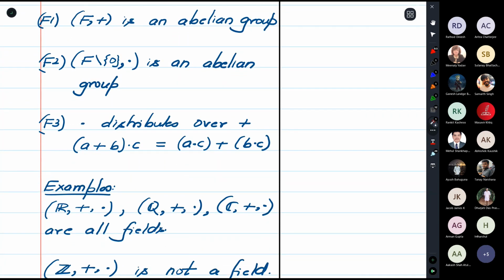And separately, we require that multiplication distributes over plus. Which means that if I take a plus b, multiply it with c, then this must equal this operation on the right. Let me emphasize what is happening on the left. Because of the presence of brackets, we first perform the addition operation, and whatever the result is, this will be an element in f. Whatever is the output, you take that output and multiply it with c.